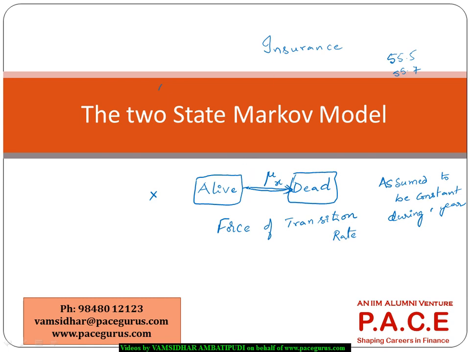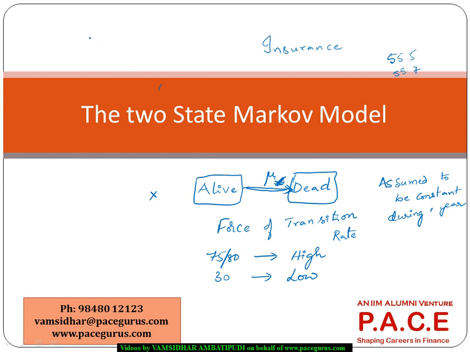So in a two-state Markov model, we are looking at a person being alive moving to a death state, depending on his age x. When I say mu x, the force of intensity or force of transition, people at a very high age, let's say 75 or 80, have a very high force of transition to death, because there is a good chance of dying. But for a person aged 30, the force of transition could be much lesser. That's the reason we say the force of transition is based on the age X.